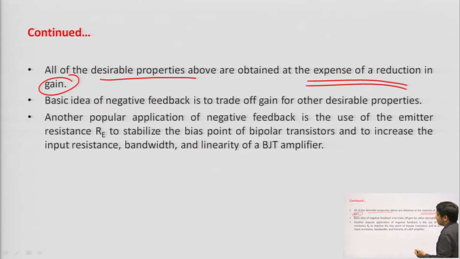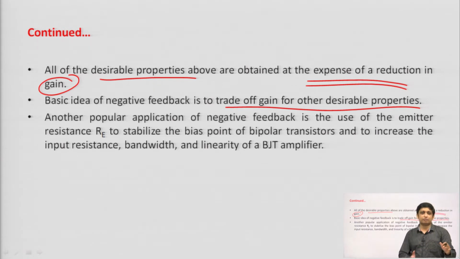So, the basic idea of negative feedback is to trade off gain for other desirable properties. We need to specify how much gain we want from the amplifier, and to achieve that gain we set other parameters, fine. Obviously the gain is reduced, but we have to be specific about how much gain we require.